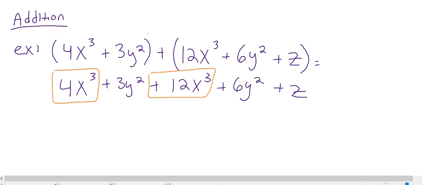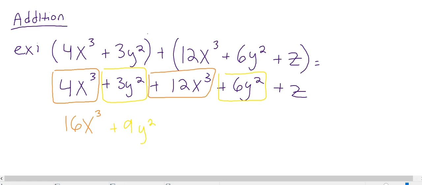So all we have to do is add their coefficients. 12 plus 4 is 16. So 16x cubed, keep the base, keep the exponent. Now the next one we want to look at is 3y squared. Do we have any more terms that have a base of y and an exponent of 2? Do we have any like terms? Yes, we do. Keep the base, keep the exponent, and add the coefficient. 6 plus 3 is 9, so 9y squared.